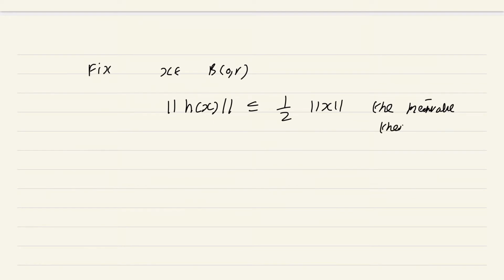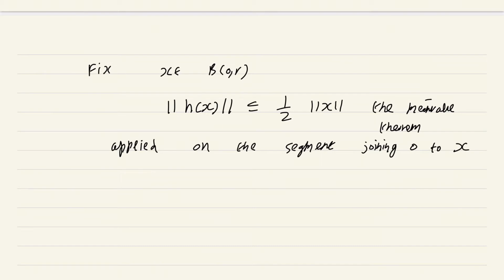Theorem applied on the segment joining 0 to x. Remember, h of 0 is also 0. Okay, so this is just the mean value theorem applied to the segment joining 0 to x. We get that norm h of x is less than or equal to half norm x.